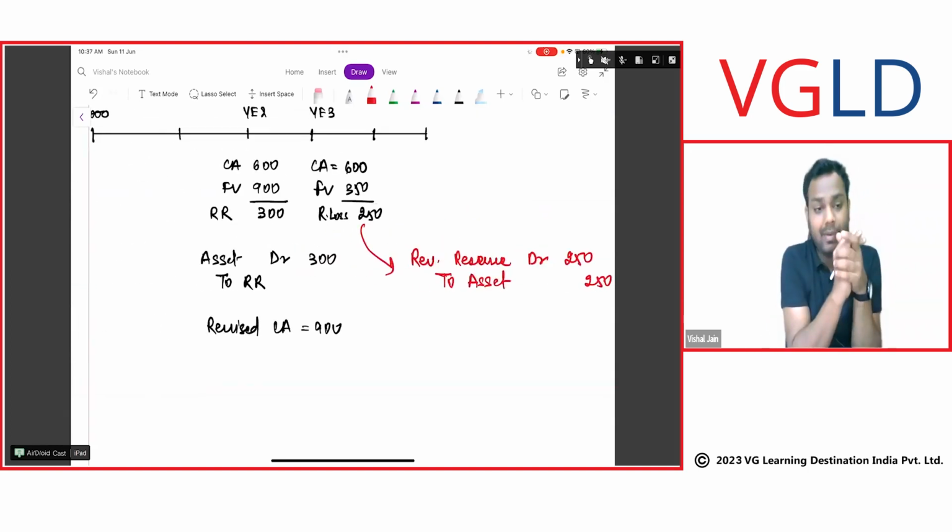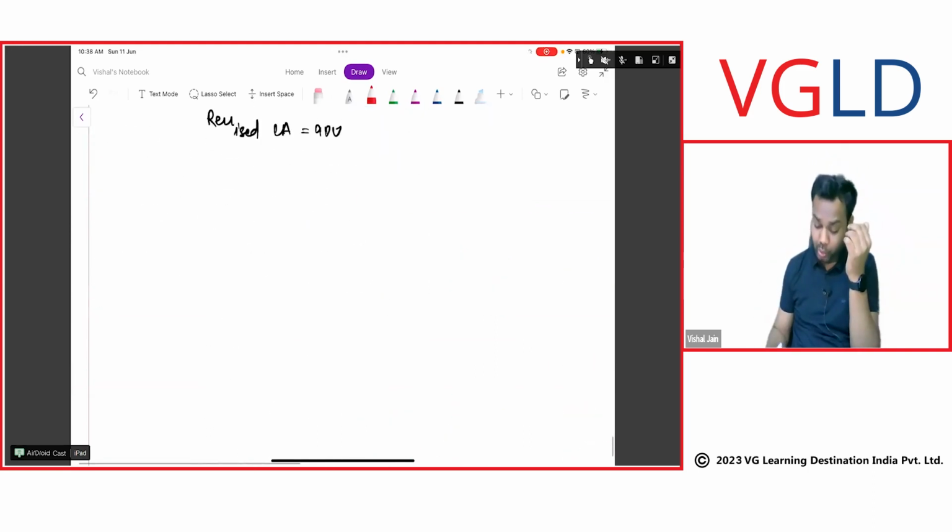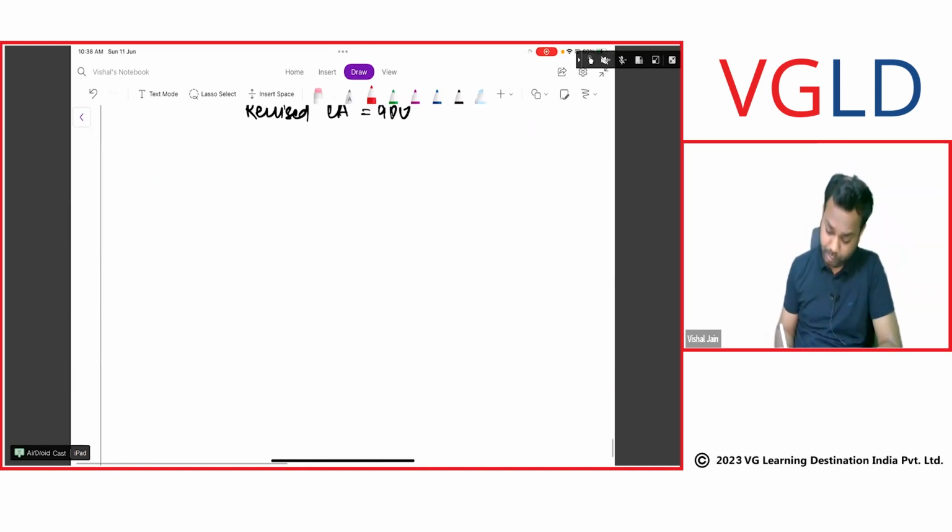Now tell me, is this entry clear, everyone? So I have to increase or decrease the value of the asset. The corresponding amount might go to revaluation reserve or to P&L. Okay. Now case number 2. Again, let's draw the same diagram.